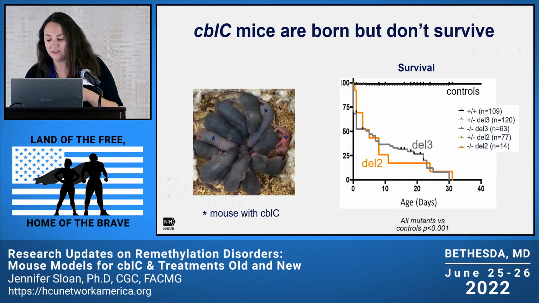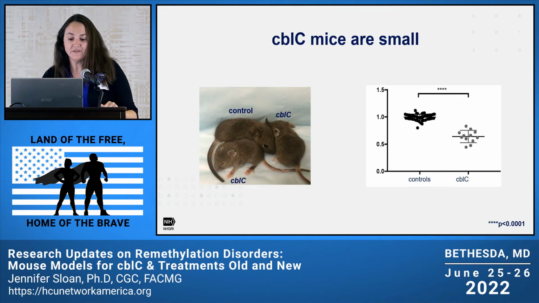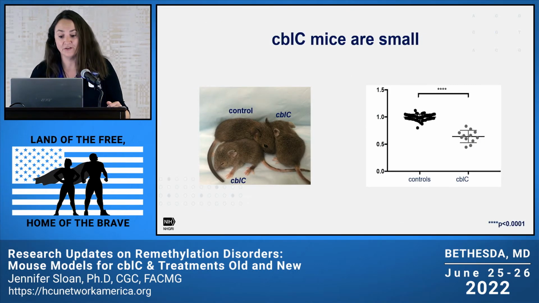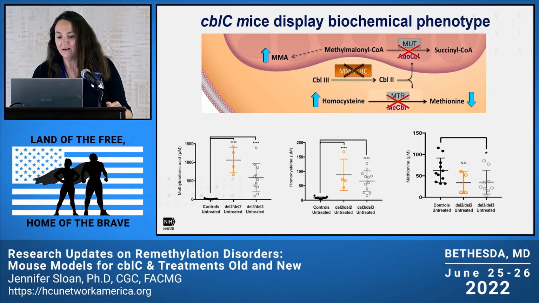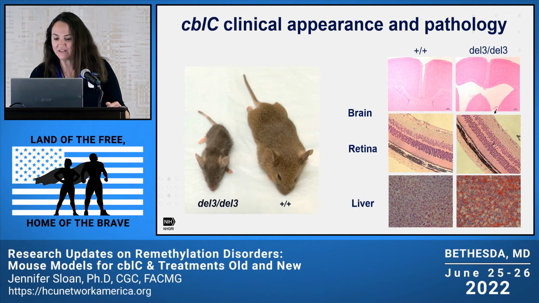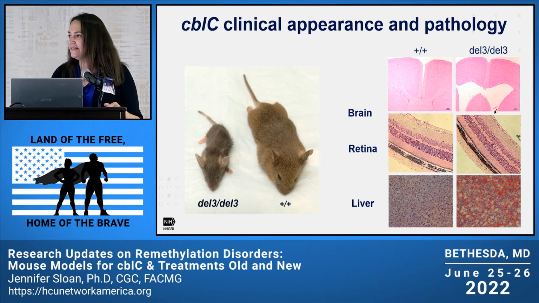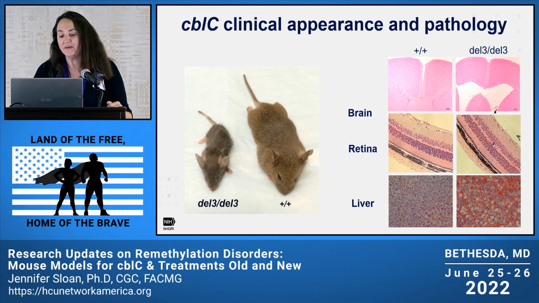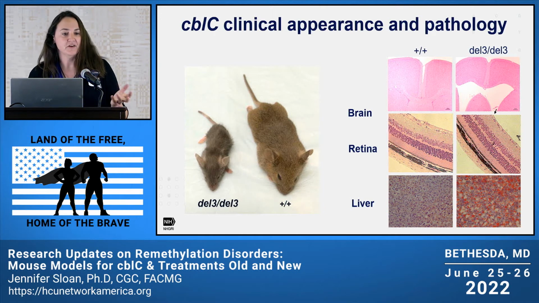And so, we studied the ones that lived, obviously, and they were small compared to their brothers and sister mice. They had the biochem findings, so they had the elevated MMA, homocysteine, and low methionine. And when we looked at them under the microscope, they did have some of the findings that we see in the patients. In the brain, we saw hydrocephalus, which can be seen in patients that are untreated. We found some fatty liver in the mice liver. Unfortunately, we didn't find any pathology or any differences in the retina, which was surprising.